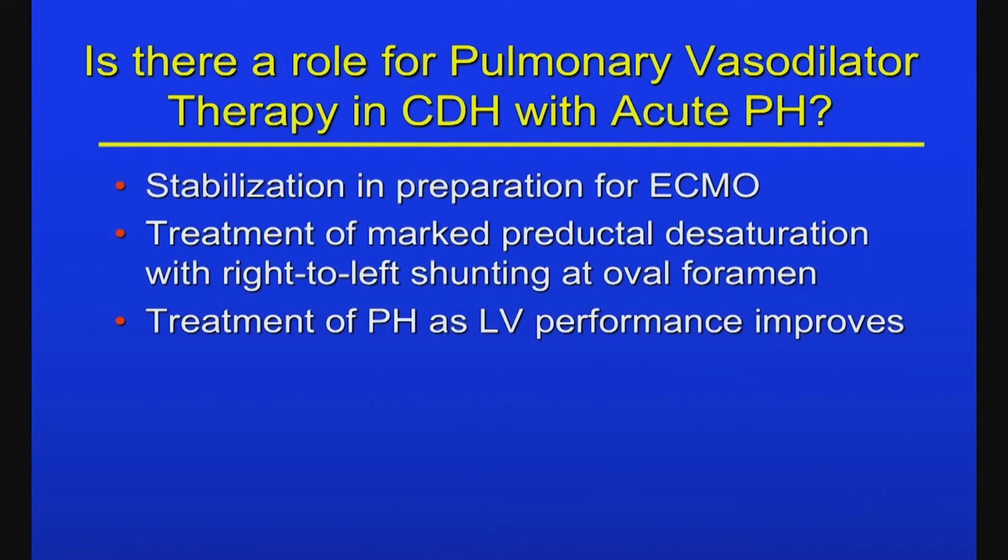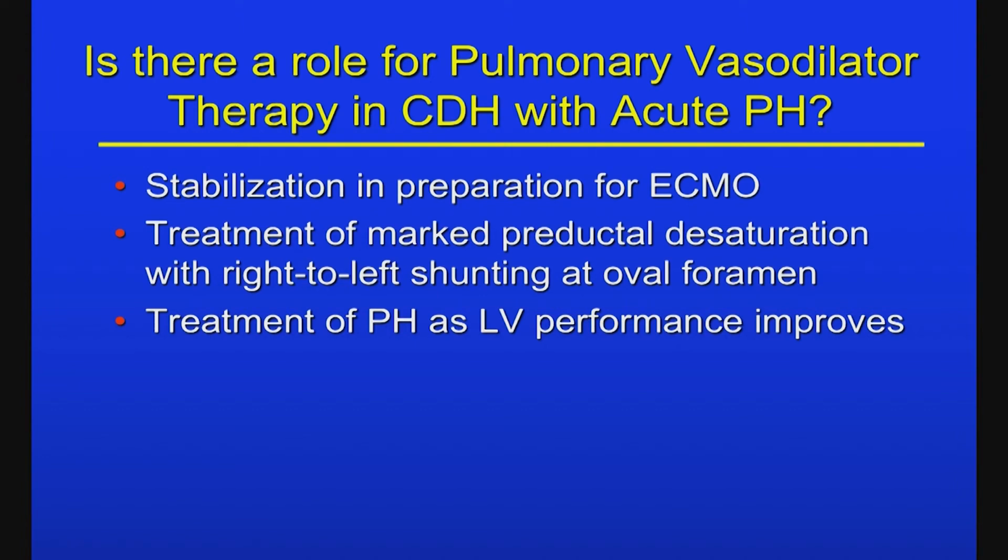So it would be reasonable to ask, is there any role at all for a pulmonary vasodilator early in CDH? Now, I'm not talking about the 24-hour-old baby or the 3-week-old baby. I'm saying in the hours after a baby is born. I think there is. I think there's a role for stabilization and preparation for ECMO. Certainly, if you have marked preductal desaturation with a right to left atrial level shunt, those are babies we treat immediately with NO. And treatment of pulmonary hypertension as LV performance continues to improve.